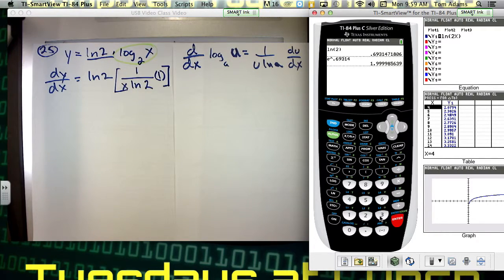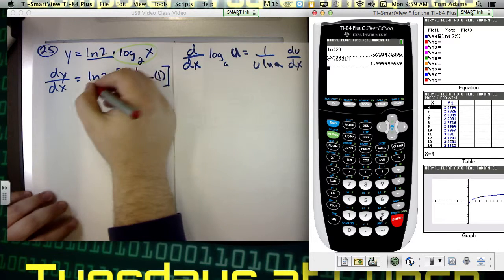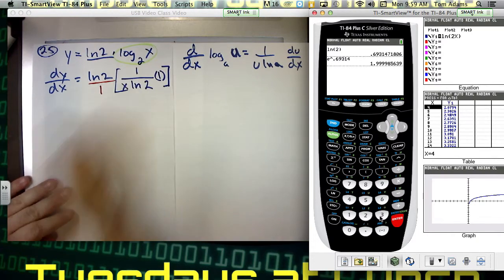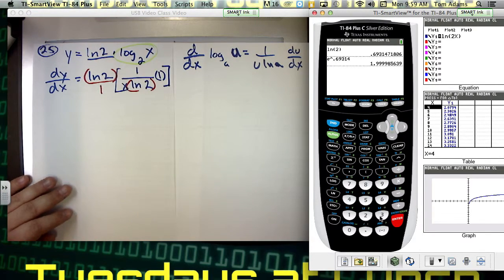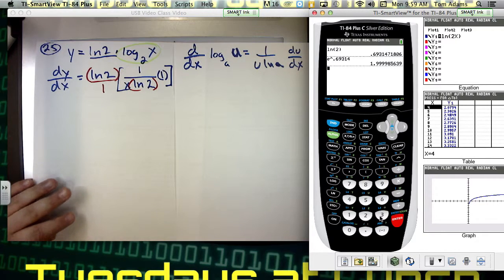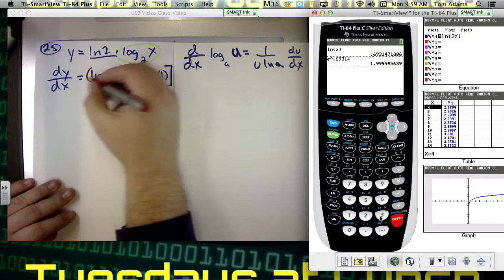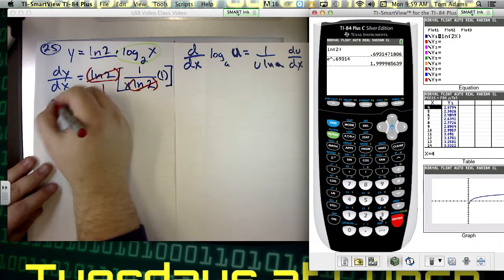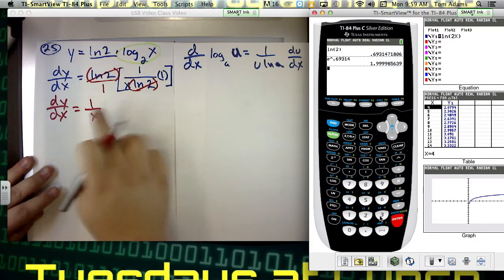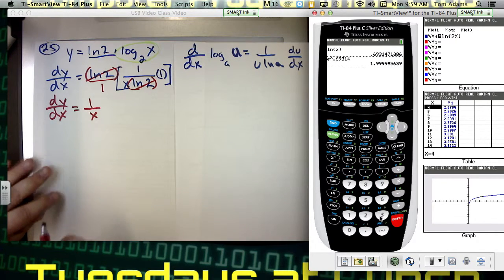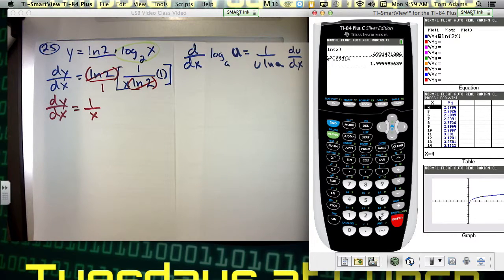So now, here's an interesting thing. This is like saying the natural log of 2 over 1. So I've got the natural log of 2 on the top here, times another fraction that has a natural log of 2 on the bottom. What do those two do? They cancel off. And so what I'm really left with is dy dx is equal to 1 over x. You multiply it out, 1 times 1 is 1, and then 1 times x is x. And so that's it. Okay? It's not too hard.